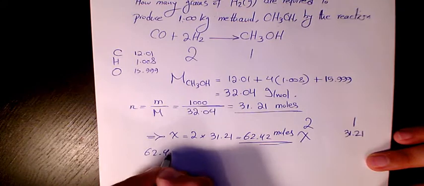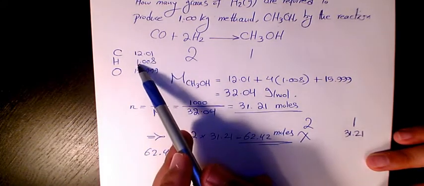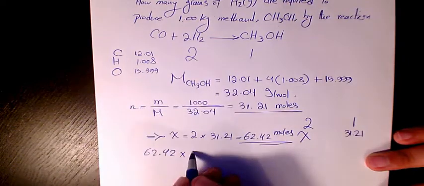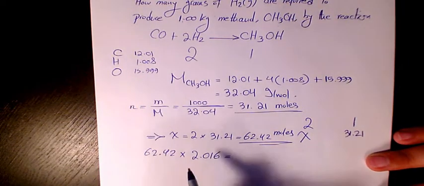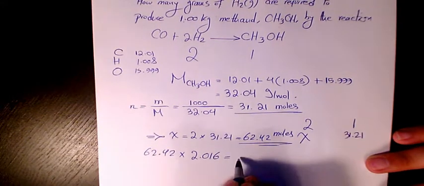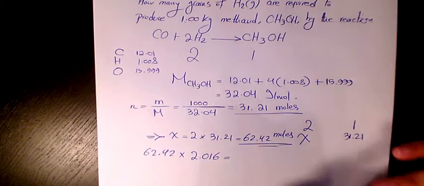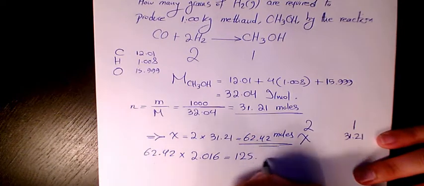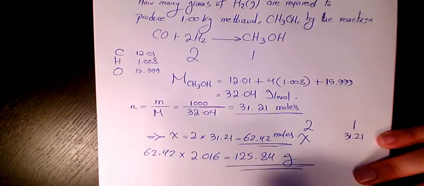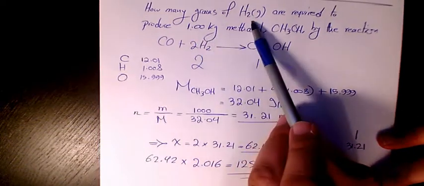So we need to multiply it by molar mass of H2, which is 2 times this, which is going to be 2.016. So that's the molar mass of H2. That's the number of moles. So mass will be 62.42 times 2.016. That's going to be 125.84 grams. So we need 125.84 grams of hydrogen to produce 1 kilogram of methanol.